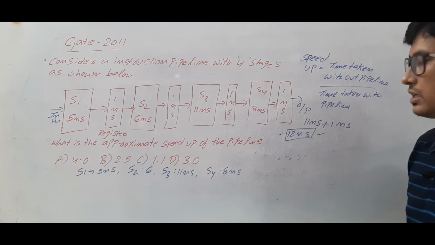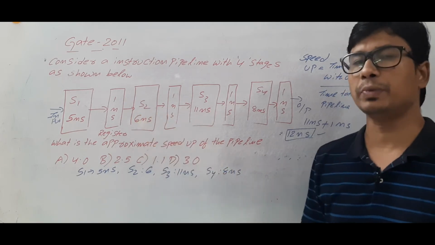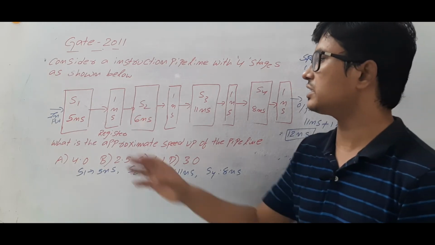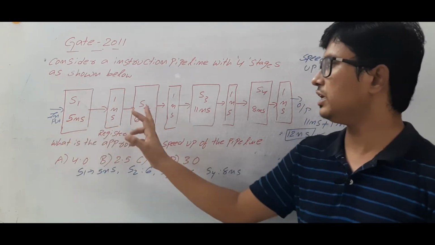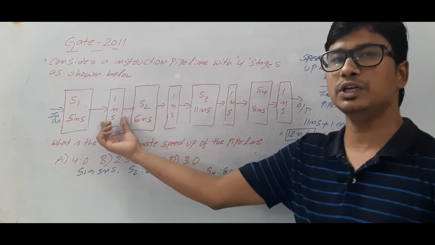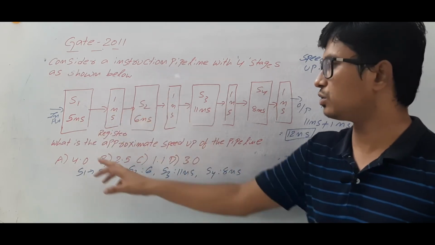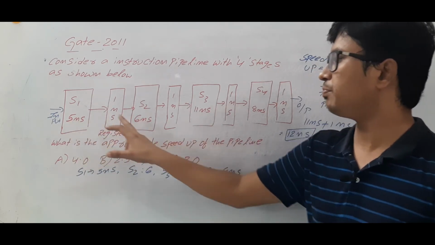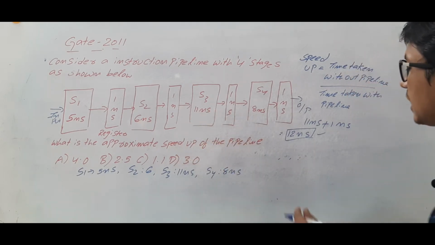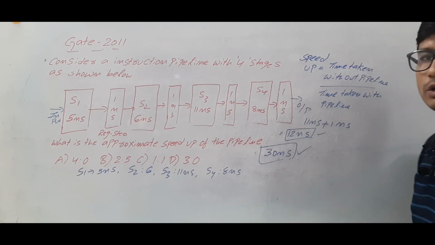Now we will see what is the delay to execute the same single instruction without pipeline. If you are executing the instruction without pipeline, then you need not consider the register concept. Stage 1 delay plus stage 2 delay plus stage 3 delay plus stage 4 delay only you should consider, because you do not need any registers without pipeline. So what is the delay it will take? 5 plus 6 is 11, 11 plus 11 is 22, 22 plus 8, 30 nanoseconds if you execute the instruction without pipeline.